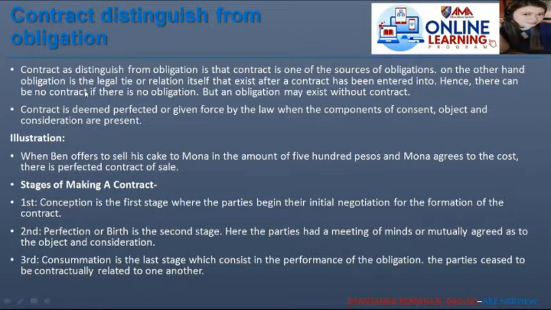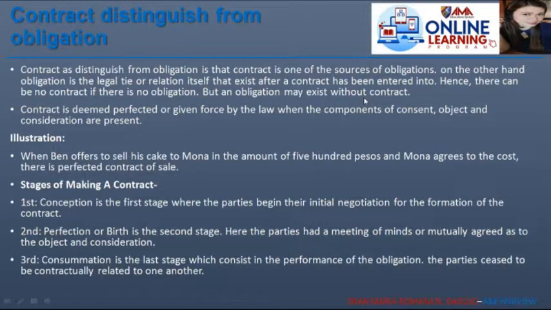On the other hand, obligation is the legal tie or relation itself that exists after a contract has been entered into. So once you have agreed, you now have an obligation to each other. Okay? Contractually related to one another, as we say. So here, there can be no contract if there is no obligation, but an obligation may exist without a contract. Why is it so, class, that an obligation may exist even without a contract? Because an obligation may still exist from law, from quasi-contract, as if there is a contract, from quasi-delicts, obligations arising from negligence, and acts or omissions punishable by law. So obligation arises from crimes committed. If you commit a crime, you are obliged to do something. So those are some other sources of obligation.